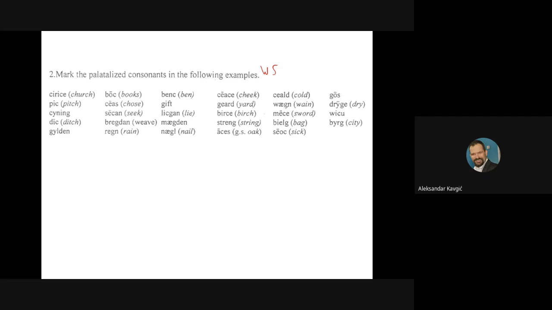The task is to guess which c was pronounced as ch and which g was pronounced as y. So which of these consonants got palatalized. If you speak German, you know that church is pronounced as kirche. And in Old English, it was actually also kirike. This is the first word. It was kirike. But then the k sounds got palatalized. We mark it with these little dots above the letter, and this was pronounced as chiriche, and that's why today we say church, but in German and in Norwegian and Danish it's always k, so kirche, kirike, kirke, but not church.